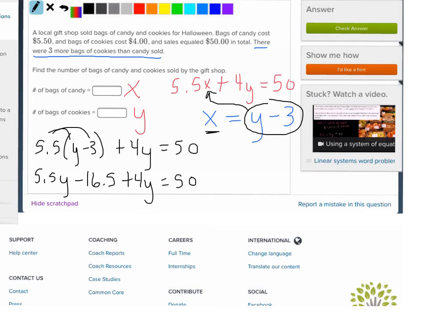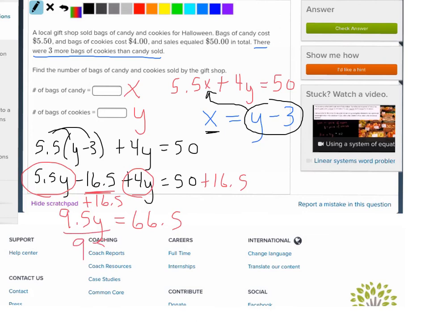And now at this point what I'm going to do is I'm going to combine like terms. 5.5y and 4y gives me 9.5y. And at the same time, I need to get this negative 16.5 on the right, don't I? And so I'm going to add 16.5 on both sides. And so I've got 66.5. Is that right? And then I'm going to divide by 9.5 on both sides. And we should get a whole number because it's hard to, well, no, you could split up the bag of candy. So what does y equal?